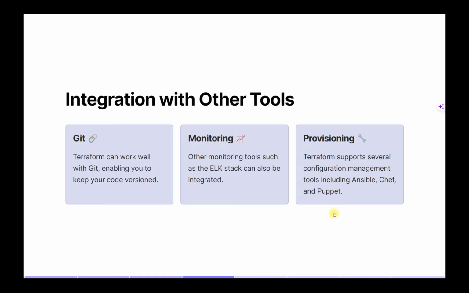Next thing, will this work with the other tools in our environment? Yes, it works with many other tools and supports them. If we talk about Git, it can work well with Git to provide version control of our code. We can also integrate a monitoring tool like the ELK stack with our Terraform. Terraform supports several configuration management tools, like Ansible, Chef, and Puppet. These are a few tools I am just naming here because right now we are just going through the high level overview of what Terraform can help us with. So it can integrate with other tools as well.